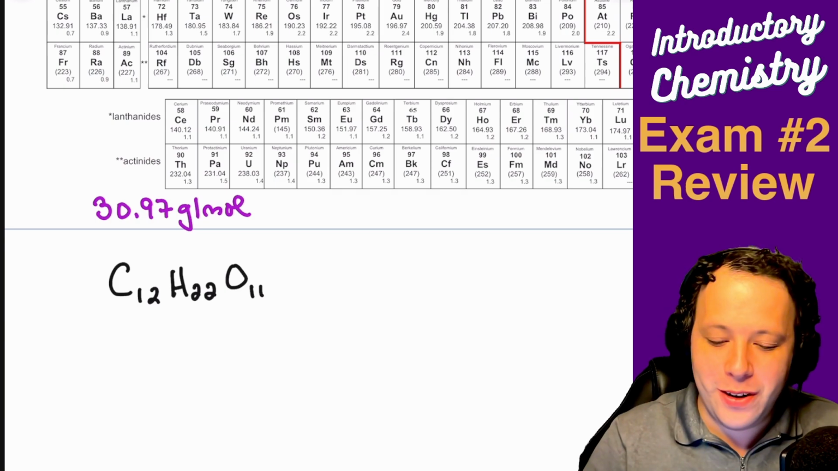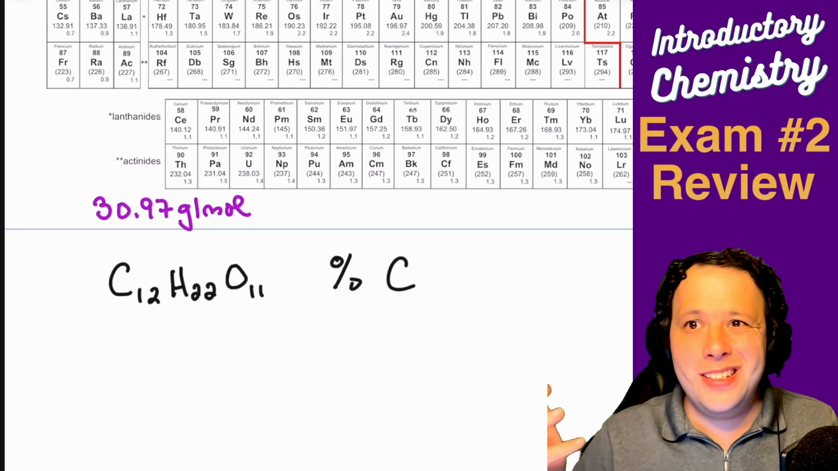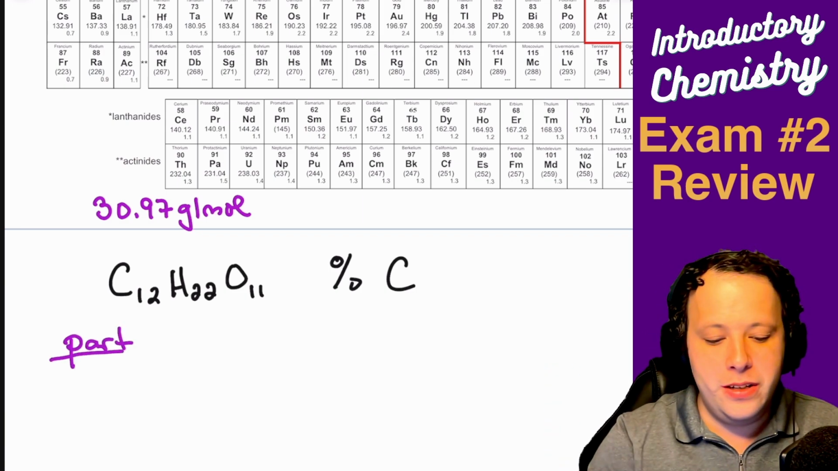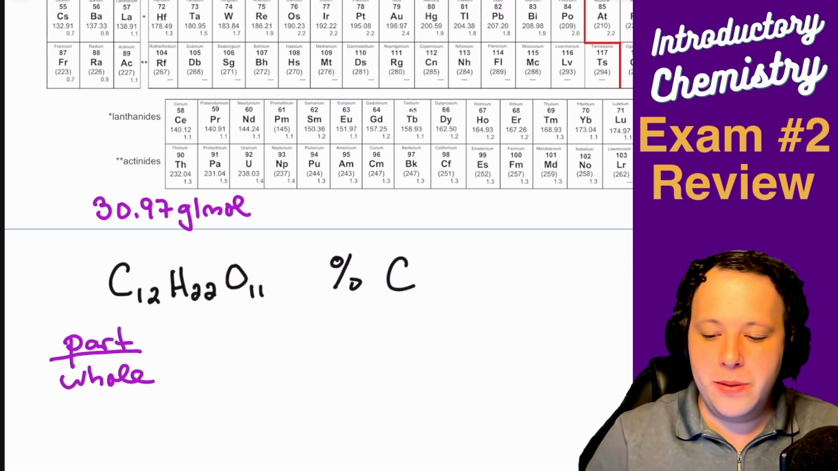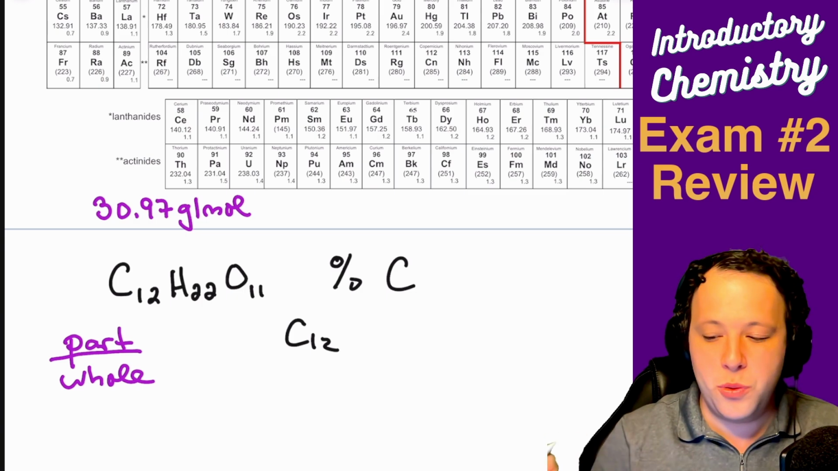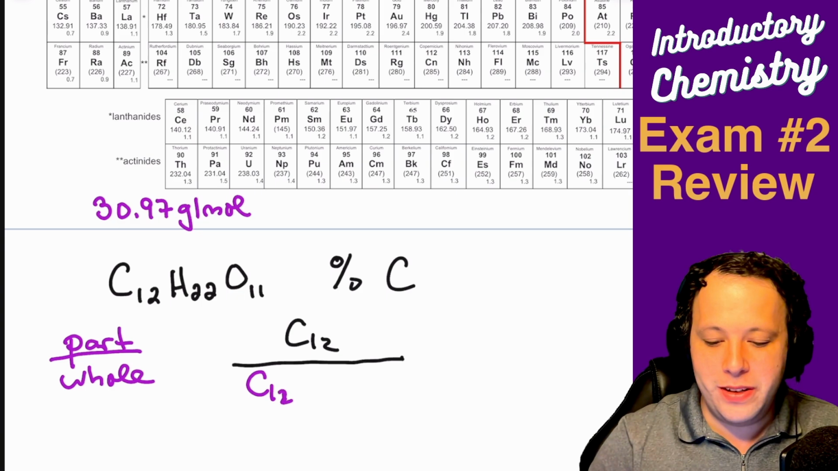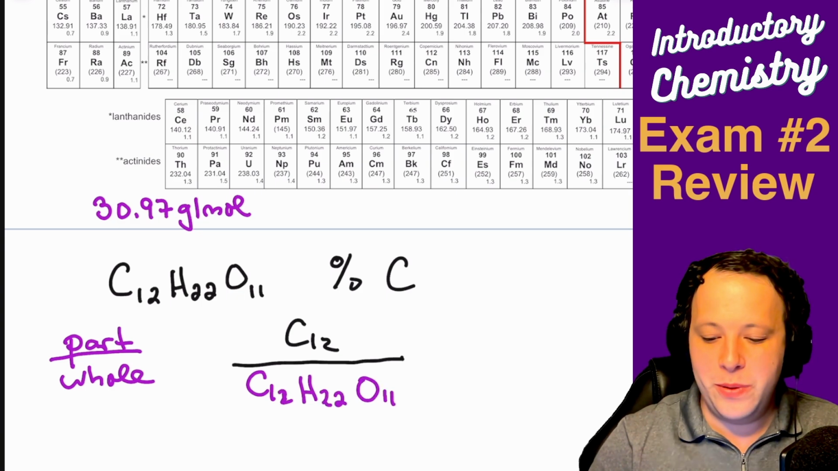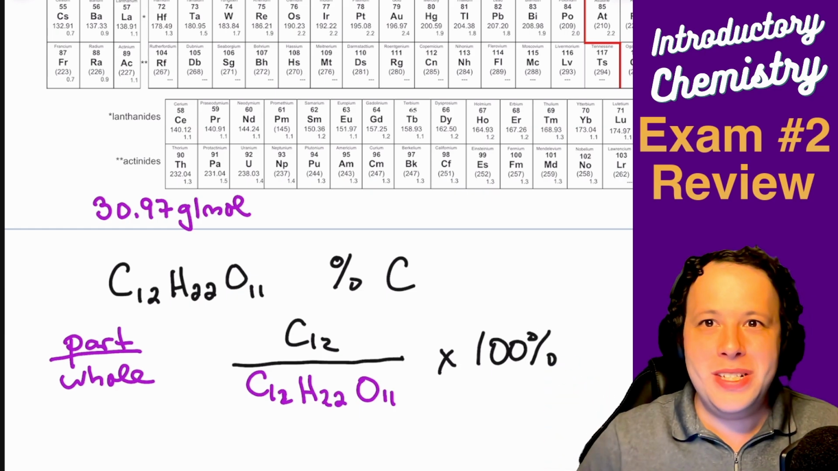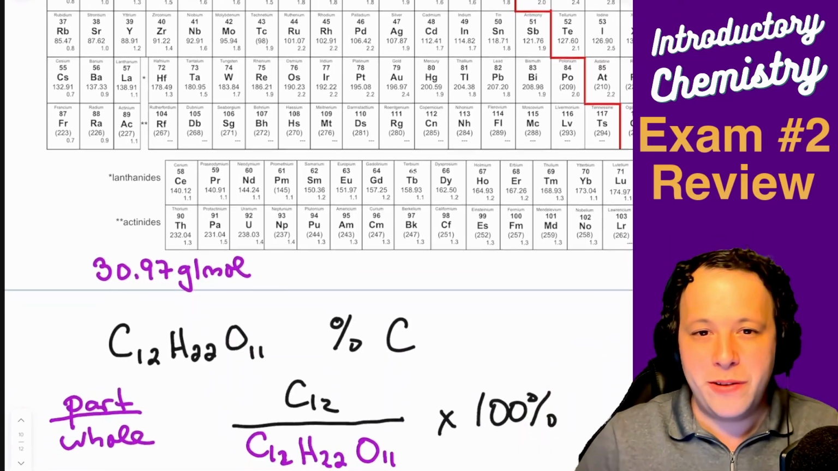We're trying to figure out what the percent of carbon is in this molecule. When we think of percents, it's defining the part over the whole. In this case, what is the part? The part is carbon 12, because there's 12 carbons in this molecule, and it's all over C12H22O11, which is your whole. Then you're just going to multiply that by 100%. So we need to look up the values for carbon using your periodic table, for 12 carbons.